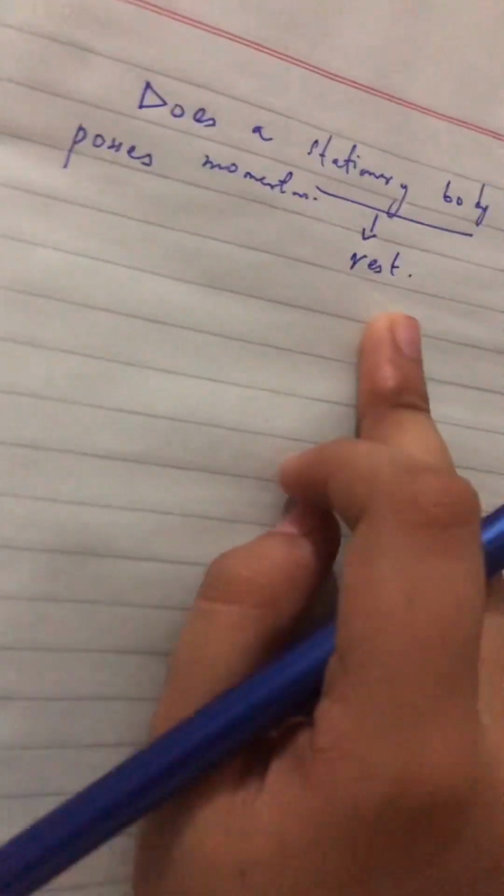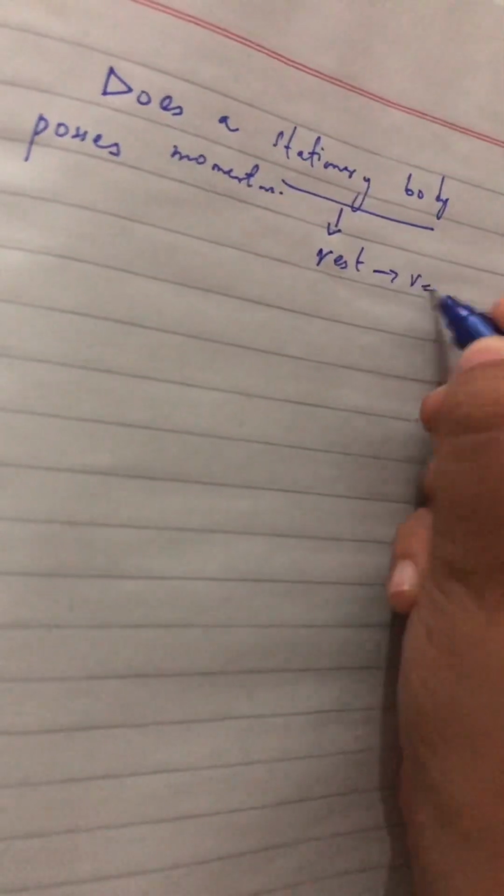After that, there is one point: does a stationary body possess momentum? What do you mean by a stationary body? That is a body at rest. The body that is at rest is called a stationary body. So at rest, obviously V is equal to 0.